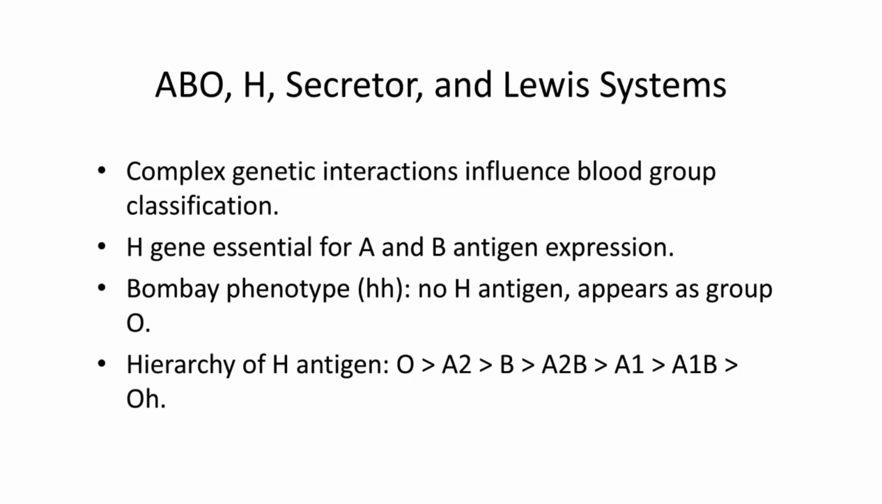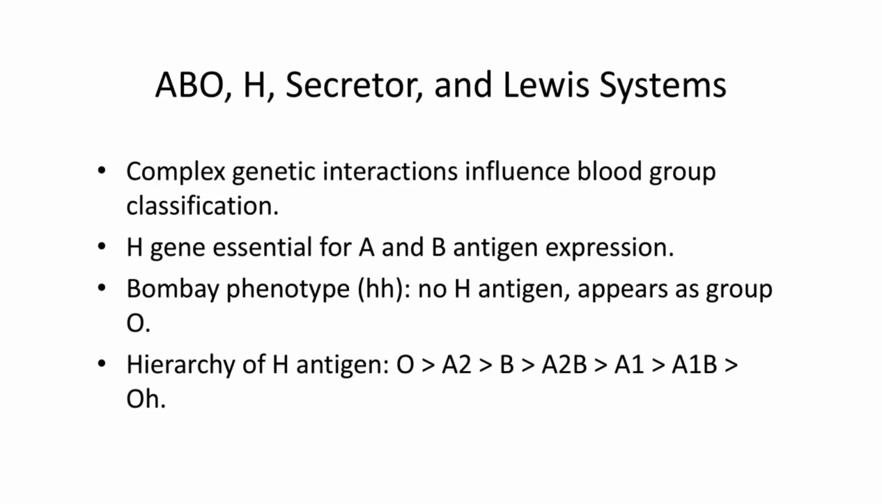The interplay of ABO, H, Secretor, and Lewis systems in blood typing. Blood group classification is more complex than just A, B, AB, or O. It involves a network of genetic interactions among the ABO, H, Secretor, and Lewis systems. These systems influence not only the antigens present on red blood cells, but also those found in body fluids. The H gene and the Bombay phenotype.